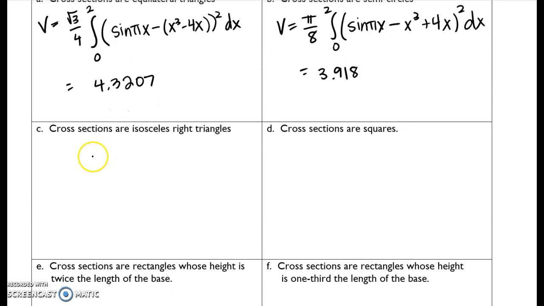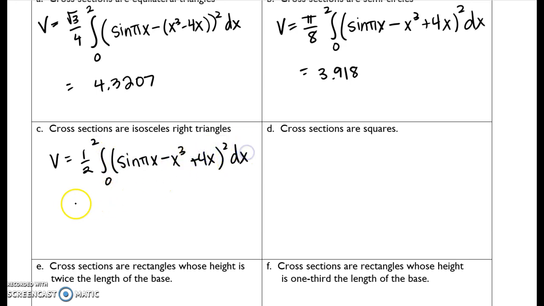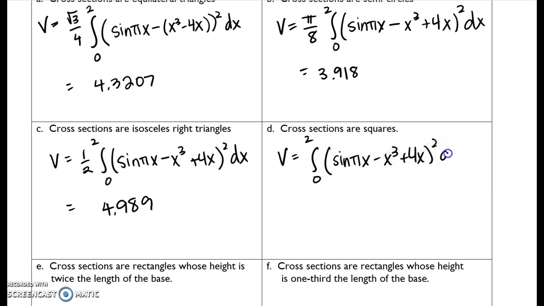All right, isosceles right triangles, our coefficient was 1/2 times the integral from 0 to 2 of sine of pi x minus x cubed plus 4x quantity squared dx. And that gives us 4.989. And squares, it's just the integral from 0 to 2 of sine of pi x minus x cubed plus 4x squared dx. And that will give us 9.978.